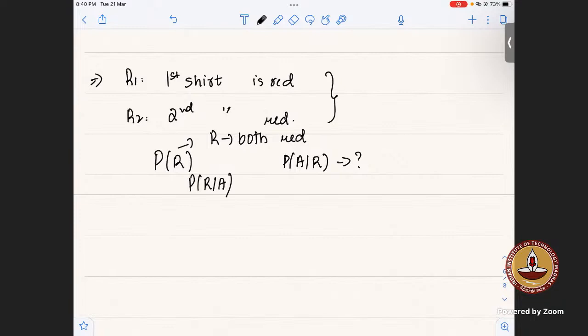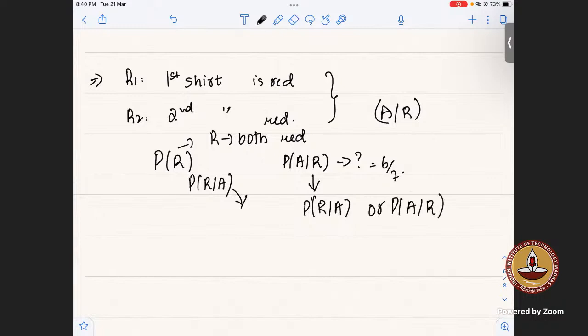Yes, that is exactly what I was telling you, P of A given R. This is given as 6/7. This is a pretty simple question if we know P of A given R, and this will be answered. What is tricky about this question is that you have to see whether you have been given P of R given A, or P of A given R. That is the point of this question. You have to figure out which one you are given.